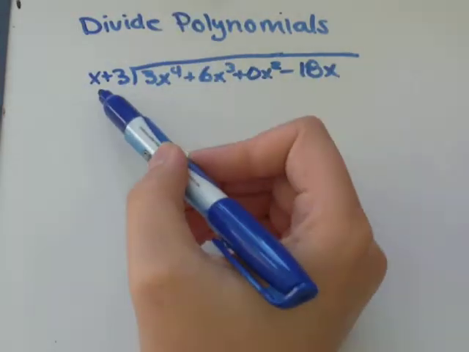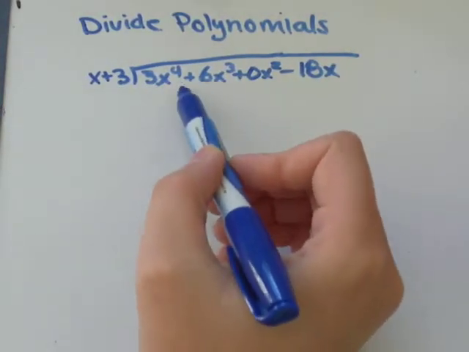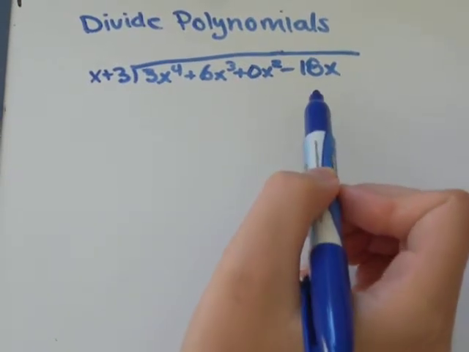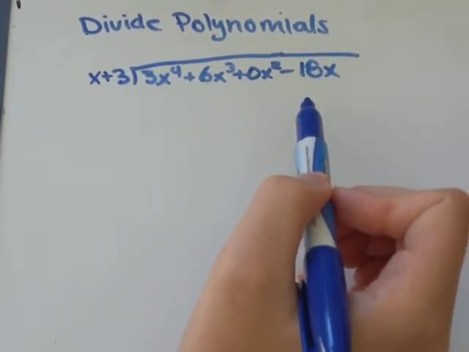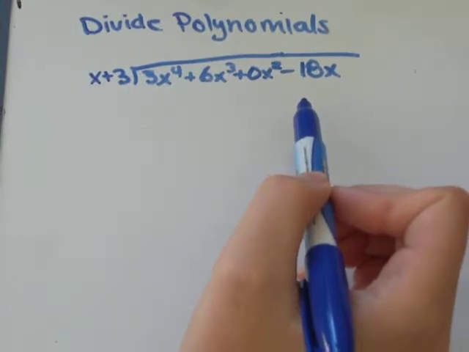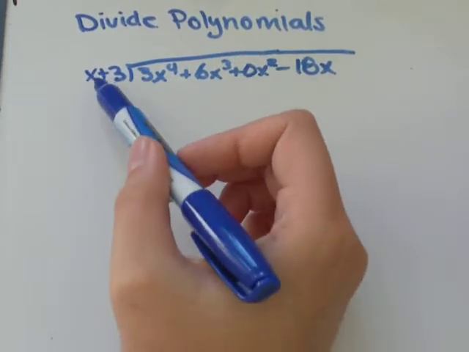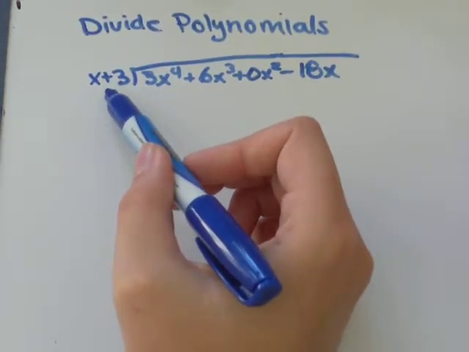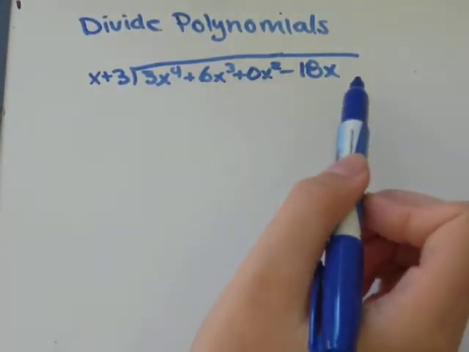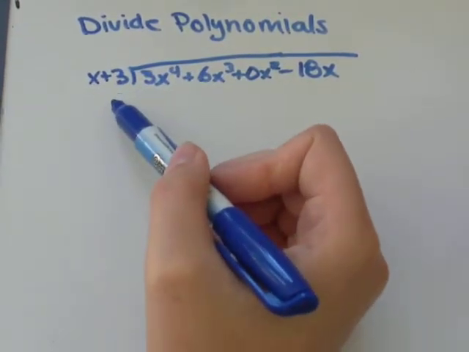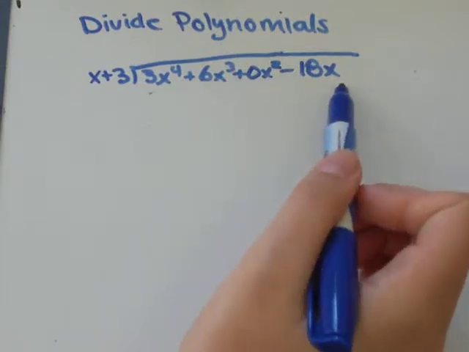So if x plus 3 is a perfect factor of this fourth degree polynomial, we will not be left with a remainder. We will just be left with the other factor, the other combination of x's and numbers that when multiplied by x plus 3 gives us this. If we have a remainder, we know that x plus 3 is not a factor of this.